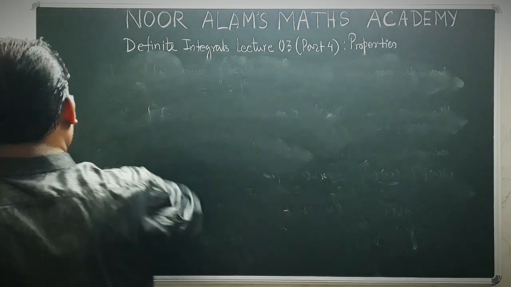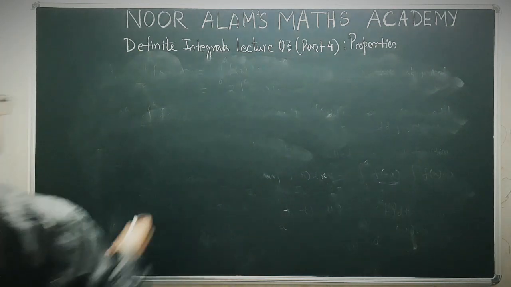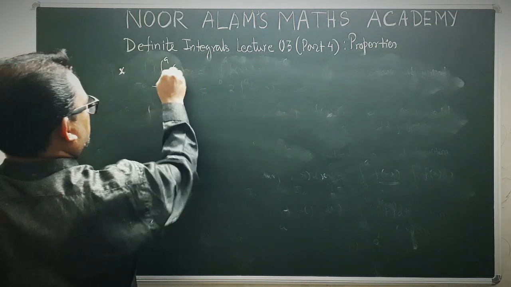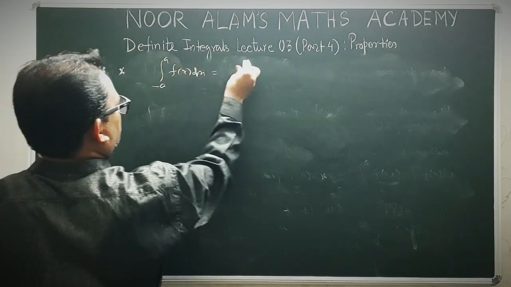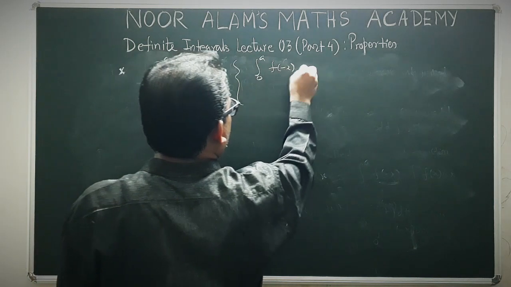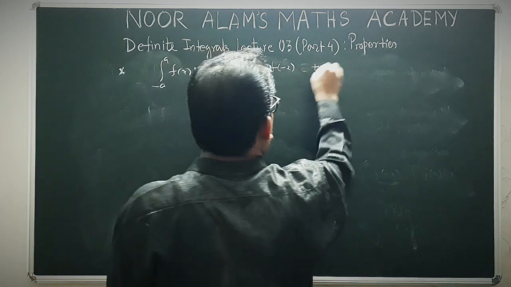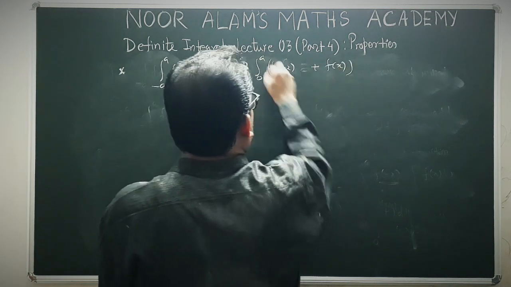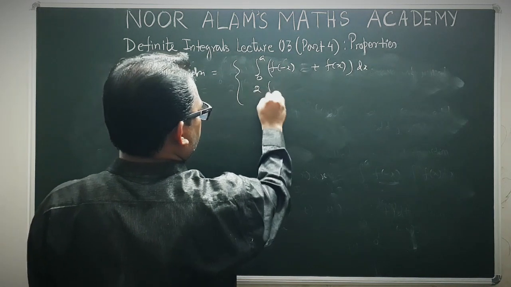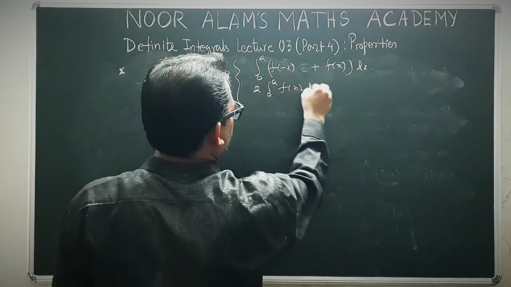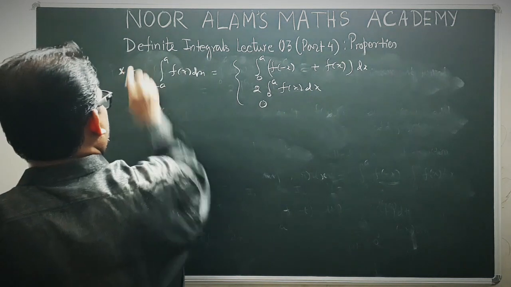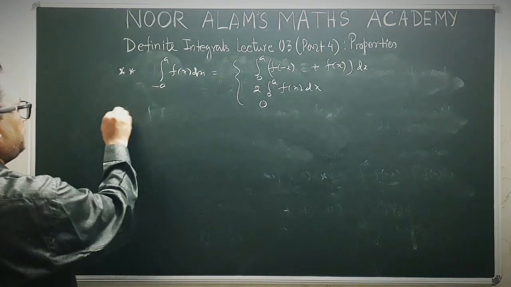So the property 6 says, let me summarize the property: the integral from minus a to a of f(x) dx can be written as the integral from 0 to a of f of minus x dx plus f of plus x dx. But if you know the function is an even function, then you can write 2 times the integral from 0 to a of f(x) dx. If you know the function is odd, then the result is 0. So we summarize this property like this. On the basis of this we are going to solve a few problems.